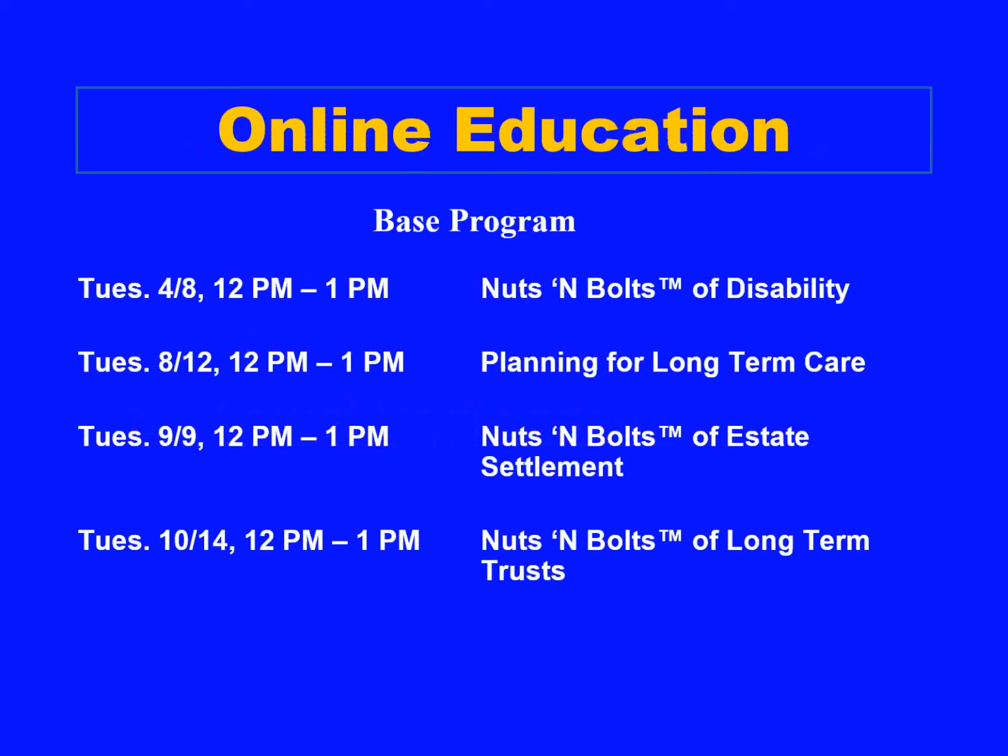And so here's the online education. These are the base planning education programs. This does not include any of the advanced classes. But the first nuts and bolts, and correct me if I've got the dates or days wrong, all of these classes are on Tuesday, usually the second Tuesday of every month at noon for 1 hour. So on Tuesday, April 8th at noon is the first nuts and bolts, and that's nuts and bolts of disability. On the second Tuesday of August, that's August 12th at noon, is planning for long-term care. Now, we've had that one on this year because we've had so many requests for a program about long-term care, and in particular, information about Medicaid planning.